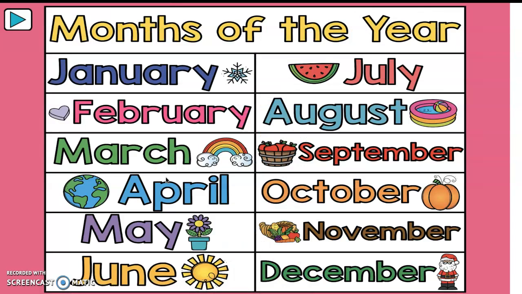Do you remember the months of the year song from yesterday? Remember? January, February, March, and April, May, June, July and August, September, October, November, December. These are the months of the year.